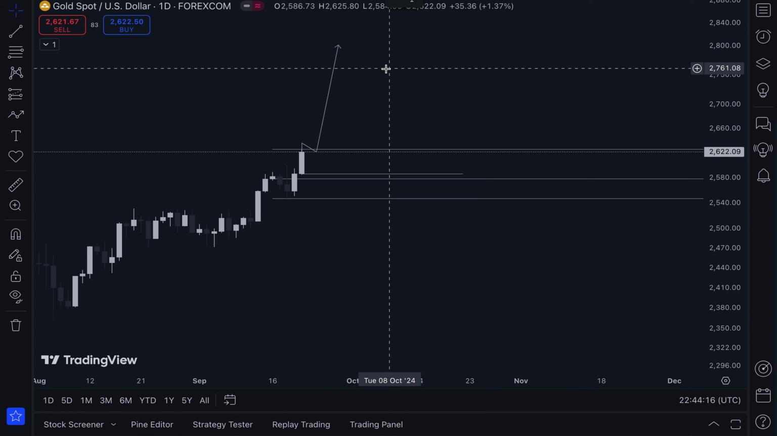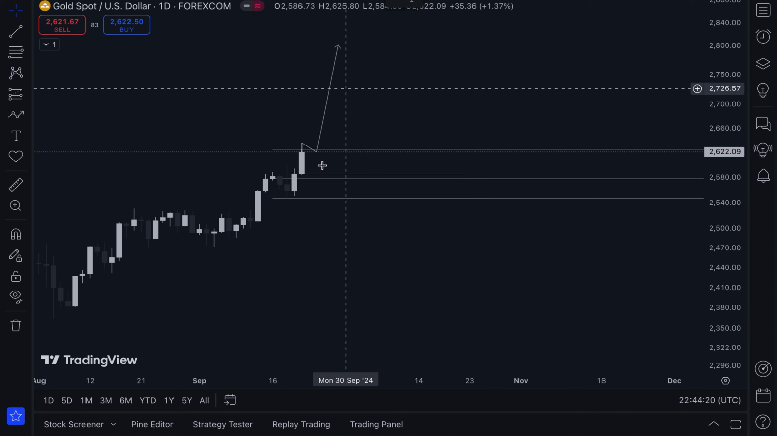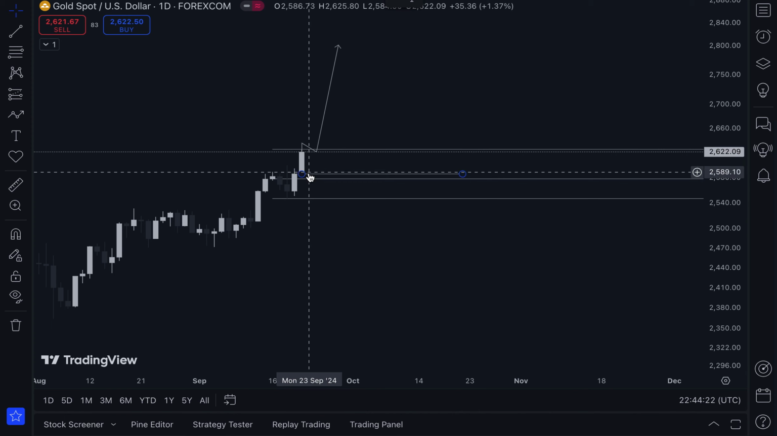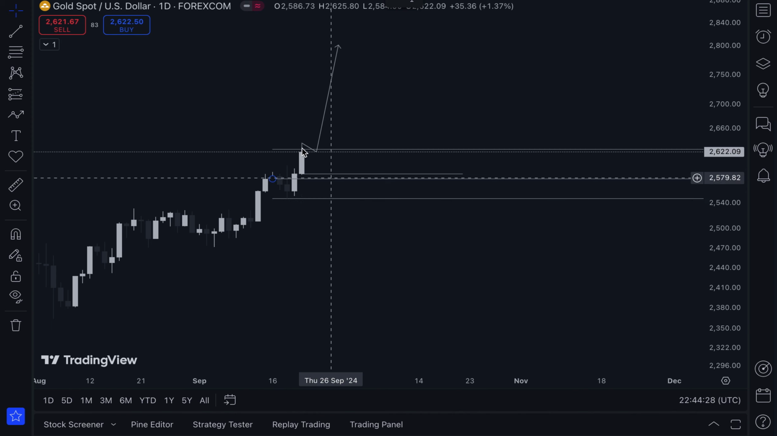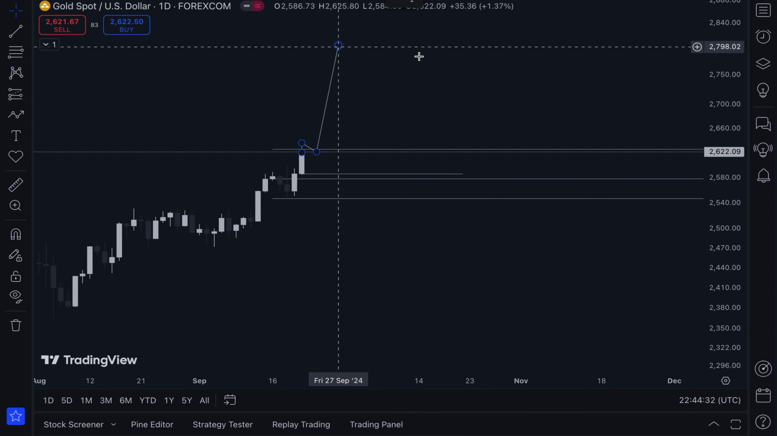So this is my technical analysis for the upcoming week. All right, below the close of the previous daily candle, we look for shorts continuously. Above the previous daily candle, we look for longs continuously.